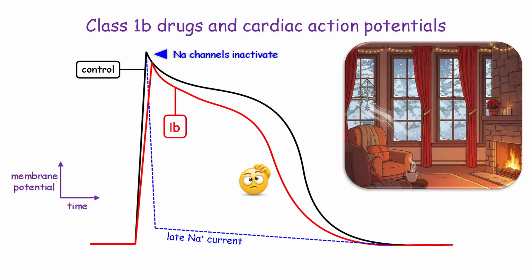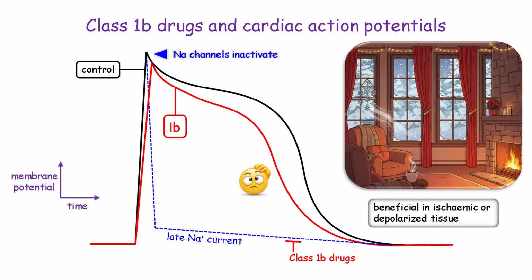Class 1b drugs are particularly effective at blocking this late sodium current. By reducing this lingering inward sodium flow, they promote faster repolarization, leading to a shorter action potential and a reduced refractory period. This effect is especially beneficial in ischemic or depolarized tissue, where the late sodium current tends to be more pronounced.